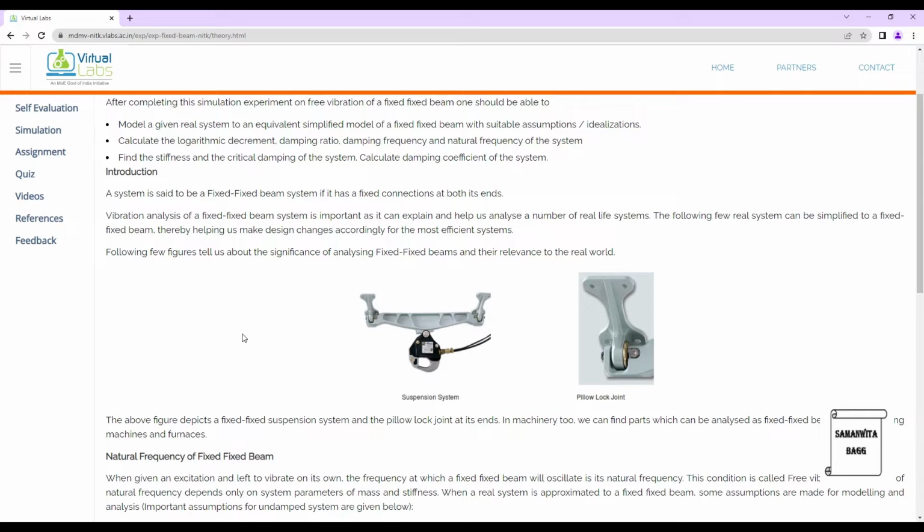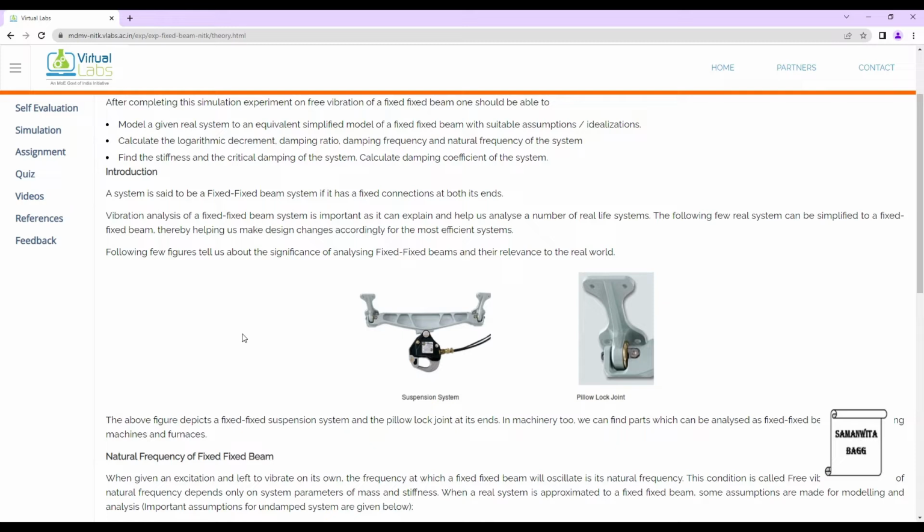Introduction. A system is said to be a fixed beam system if it has fixed connections at both its ends. Vibration analysis of a fixed beam system is important as it can explain and help us analyze a number of real-life problems. The following few real systems can be simplified to a fixed beam, thereby helping us make design changes accordingly for the most efficient systems. Following few figures tell us about the significance of analyzing fixed beams and their relevance to the real world.